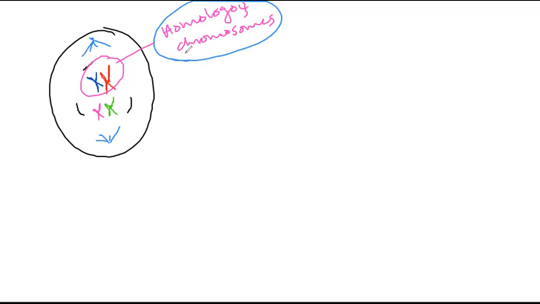Why, especially in prophase, must they arrange in homologous pairs? Because a very, very important process happens. This process is called crossing over. It is also not mentioned in your book, but it's very important to know. What is crossing over? It is the process in which the internal chromatids of homologous chromosomes exchange parts.